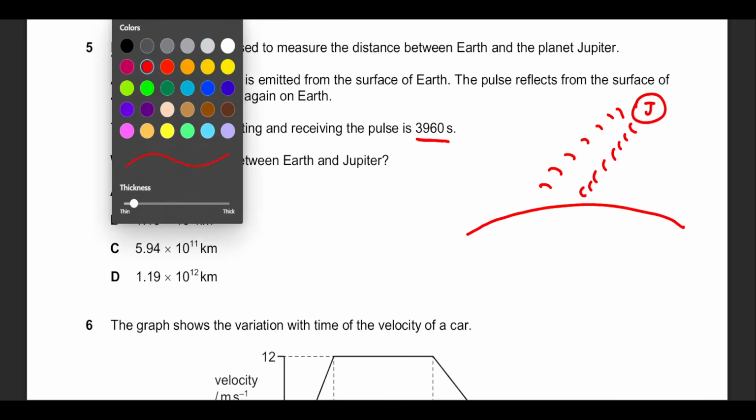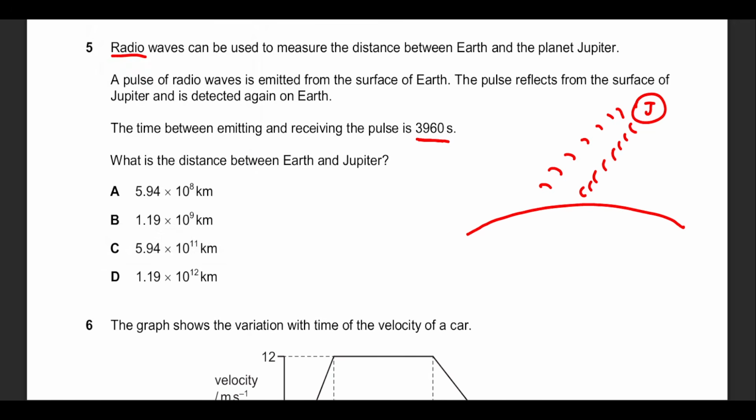Now we need to know the distance between Earth and Jupiter. So this time needs to get halved, or whatever distance you've considered, that needs to be doubled. So there are 2 ways to look at this. This should have been speed equals 2d divided by t, or speed is equal to d divided by t divided by 2, which if you notice is the same thing. If you manipulate this mathematically, it's the same thing.